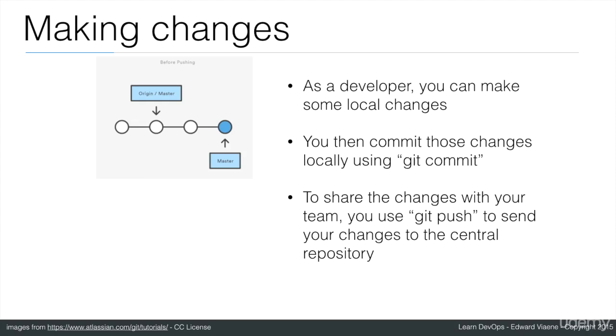To share those changes with your team, use git push to send your changes to the central repository. Now take a look at the bottom left picture. You see that the remote master, shown as origin, has caught up with your local master branch. Your local changes are now saved in the central repository server.